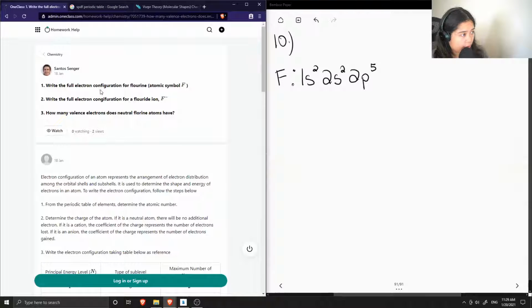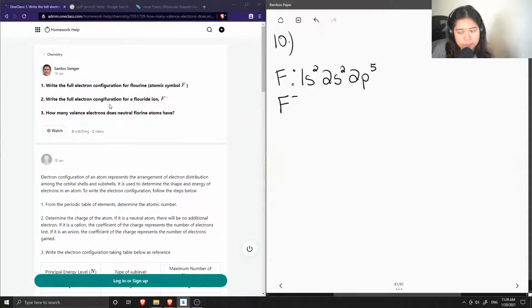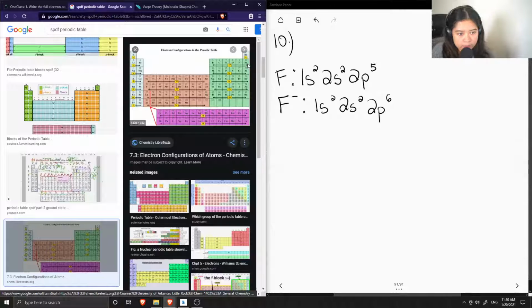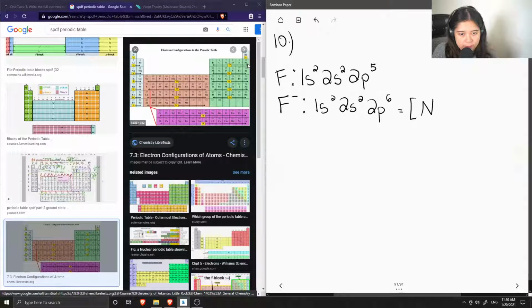And now the question says to write the full electron configuration of a fluoride ion, so F minus. So the difference between F and F minus is that the fluoride ion now has an extra electron. This is why it has a negative charge. So when we have an extra electron, we can write our new electron configuration, which is 1s2, 2s2, and then 2p6. Okay, so you can see that it now has the same electron configuration as neon. So we can show neon in square brackets, to show that it's the same electron configuration as F minus, meaning that these two are isoelectronic.